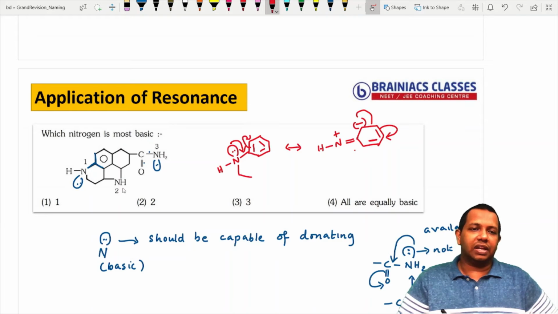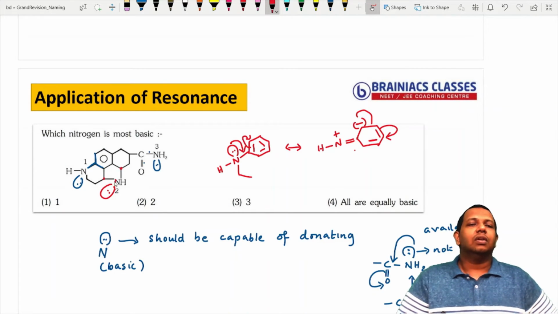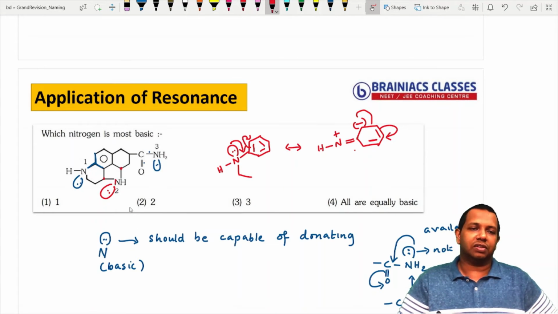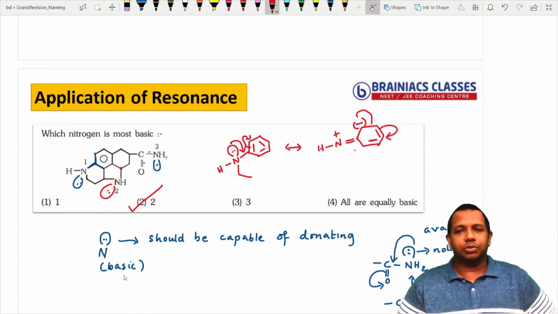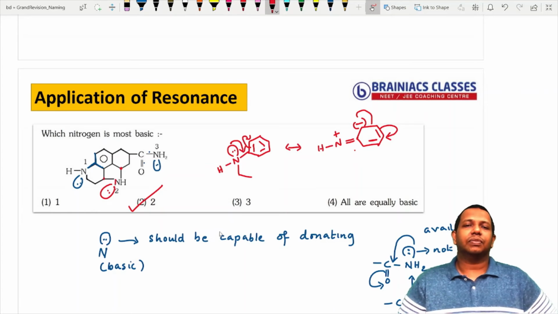But if you look at nitrogen 2, this nitrogen also has a lone pair, okay, but nearby it is not entering into any resonance or anything, and the nearby groups are carbon here, also a CH2 carbon. So this lone pair is available for donation. So which nitrogen is most basic? The answer should be option 2. Clear?